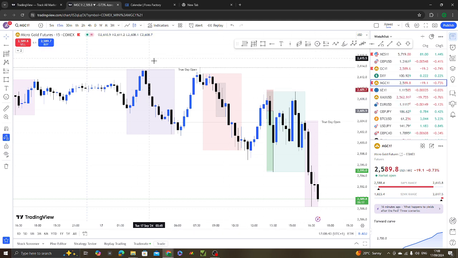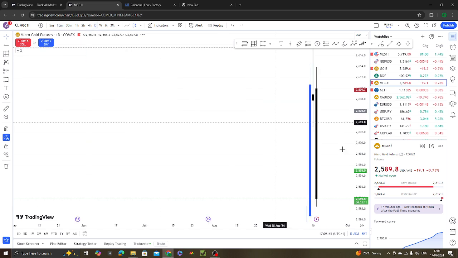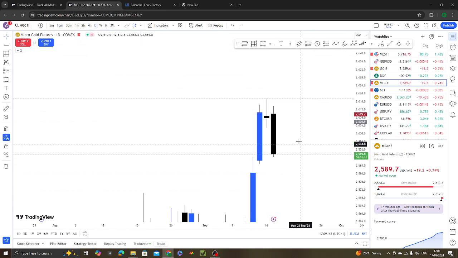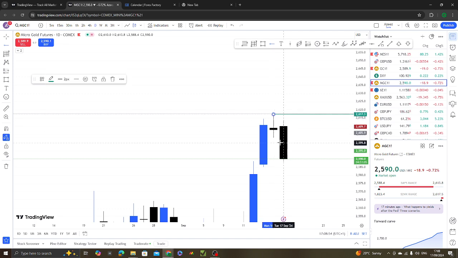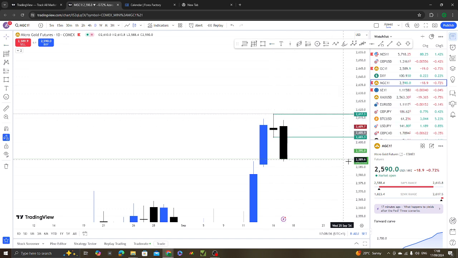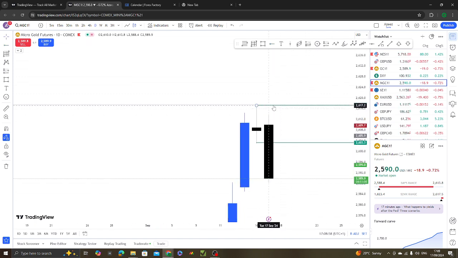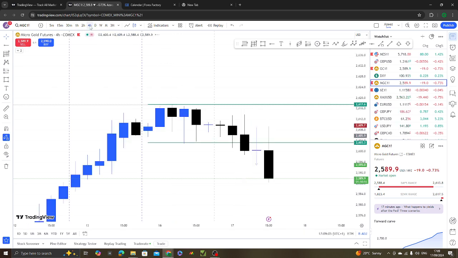Okay, so now we'll start from a daily time frame. What you look at for your daily time frame is your previous day candle. You highlight the high and the low, the wick of your previous day candle. Once you highlight that, you go to the 4-hour time frame.